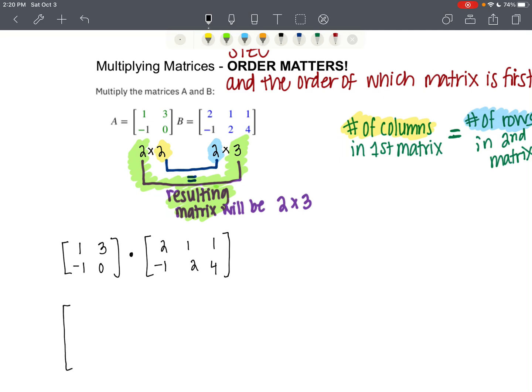And I want you to follow me here because it's going to take a little bit of patience. I'm going to highlight. And then I'm probably going to move my highlighting, okay? So I'm going to start here with the first row. So the first row of the matrix on the left and the first column of the matrix on the right.